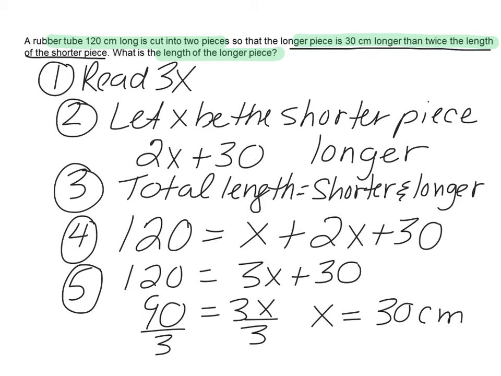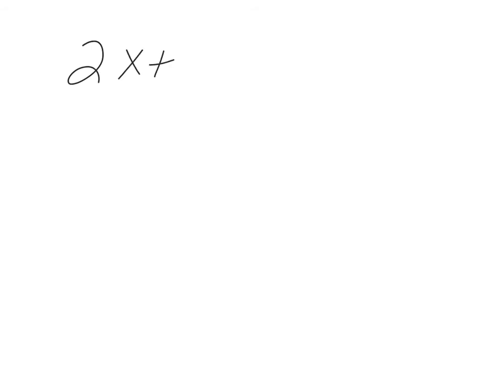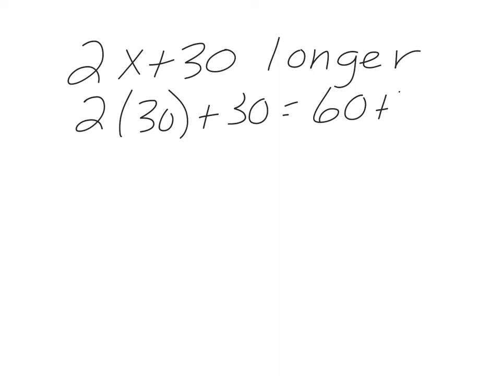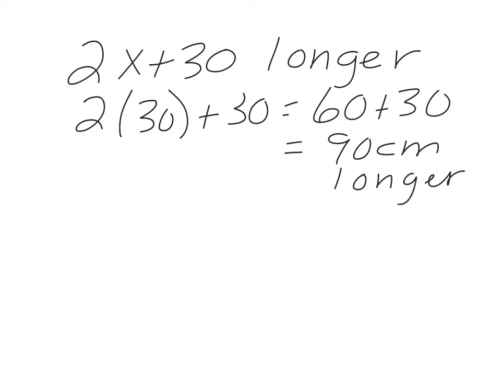x, which we have denoted up in step number 2, is the length of the shorter piece, but we are looking for the length of the longer piece. So what we will have to do to figure out the length of the longer piece is take our 2x plus 30, that's for our longer piece, and we're going to substitute the value for x, which is 30, so 2 times 30 plus 30, which would give us 60 plus 30, which would give us 90 centimeters. So the length of the longer piece is 90 centimeters.